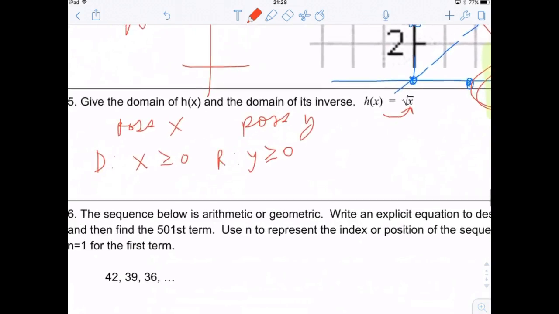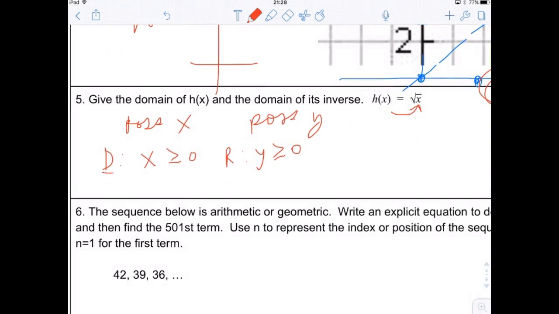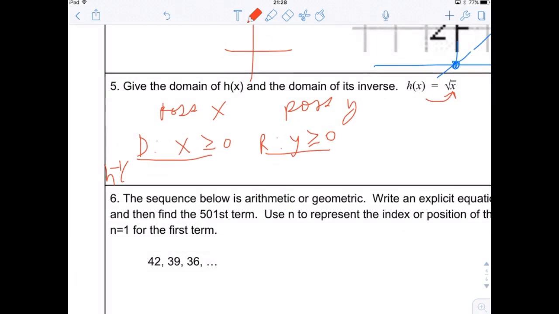So here I said the domain is all positive numbers. The range is all positive numbers. And once I do the inverse, the domain is going to be related to the range here. So instead of y is greater than or equal to 0, we're going to put x is greater than or equal to 0. Of course the x's and the y's switch, so we need to switch them.